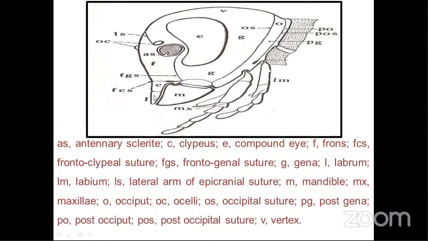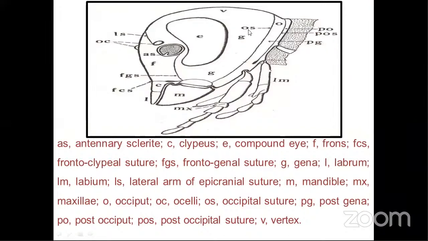So at the joining of labrum and clypeus, the clypeolabral suture is there. You can join these two names, clypeolabral suture, because it joins these two sclerites. That's why we call it the clypeolabral suture.